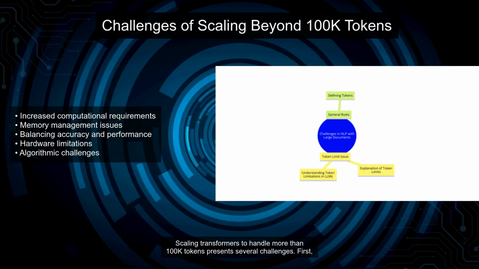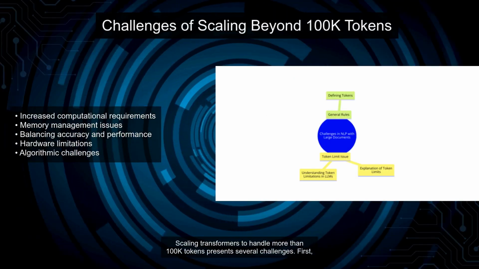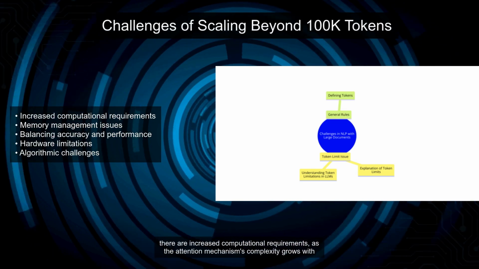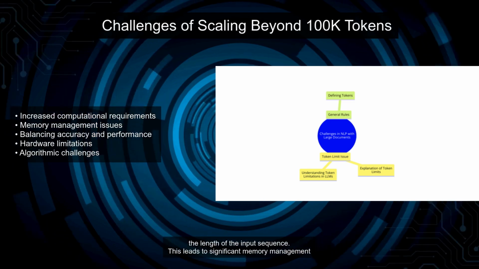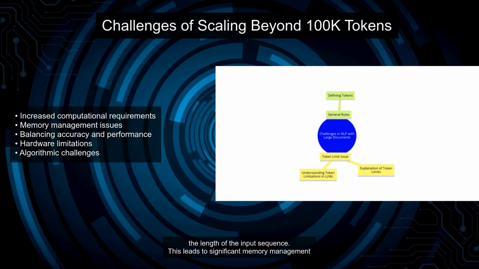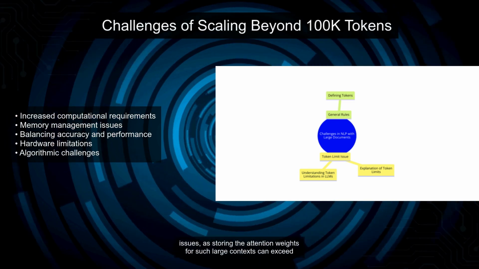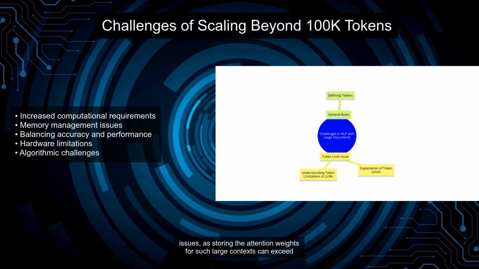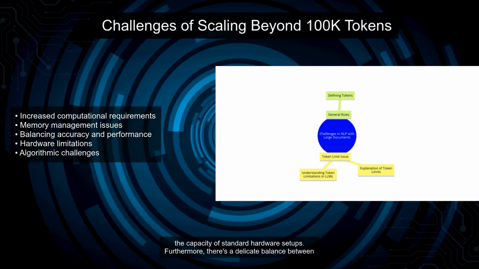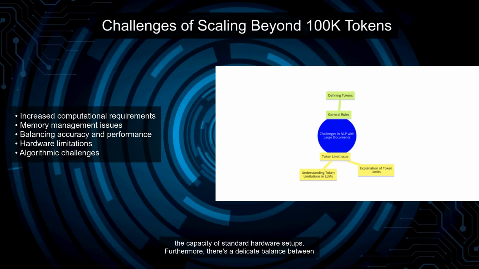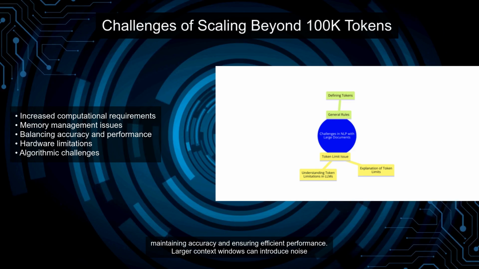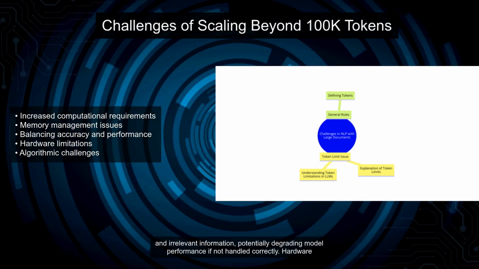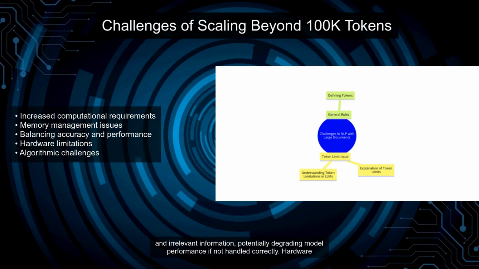Scaling transformers to handle more than 100K tokens presents several challenges. First, there are increased computational requirements, as the attention mechanism's complexity grows with the length of the input sequence. This leads to significant memory management issues, as storing the attention weights for such large contexts can exceed the capacity of standard hardware setups. Furthermore, there's a delicate balance between maintaining accuracy and ensuring efficient performance. Larger context windows can introduce noise and irrelevant information, potentially degrading model performance if not handled correctly.